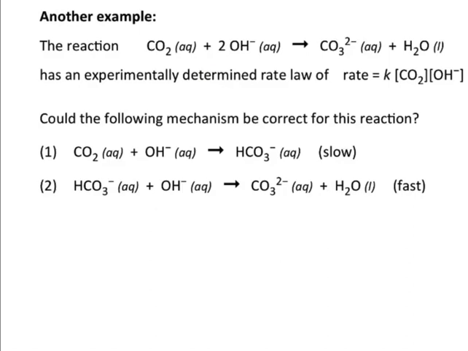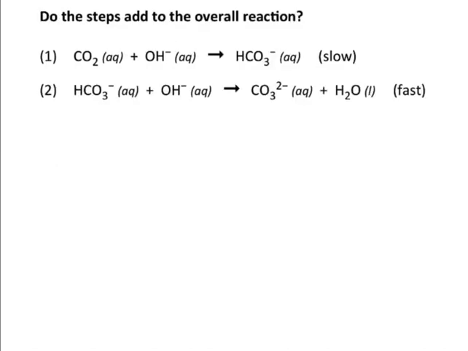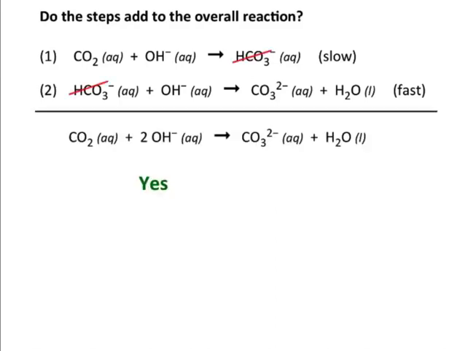Okay, in another example, this reaction here, it has an experimentally determined rate law of first order in carbon dioxide and first order in hydroxide. Now, could this mechanism be correct for this reaction? Well, got to check it out. So the first thing I'm going to do is I'm going to make sure that the steps add to the overall reaction. So here's the steps, and then here's the intermediate, this bicarbonate. You can cancel that out. And now, great, you add the first and second together. They add to the overall reaction on the last slide.